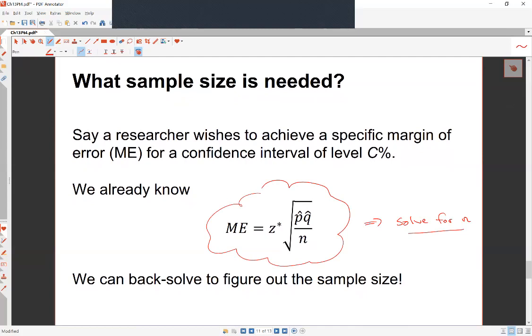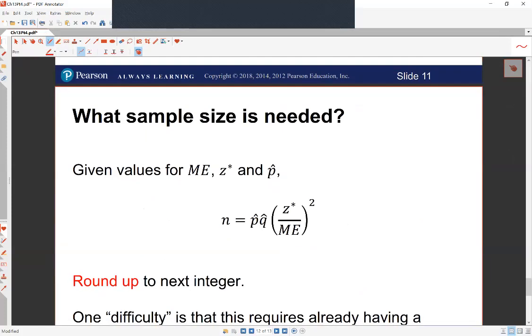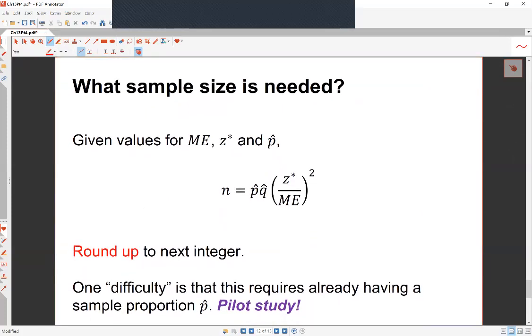Now I know perhaps algebra is just a distant memory to you, so I'm not going to expect you to do this off the fly. Instead, I'm just going to give you the formula if we flip that around. If I take that same formula and solve for the sample size, then the sample size that you need in any given situation can be calculated as p hat times q hat multiplied by the square of z star over the margin of error.